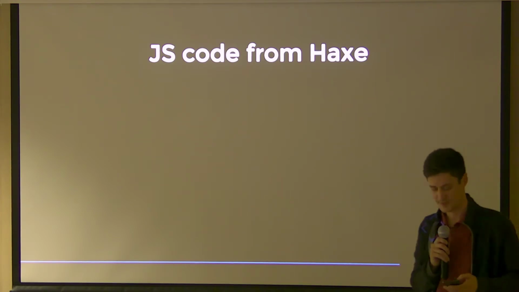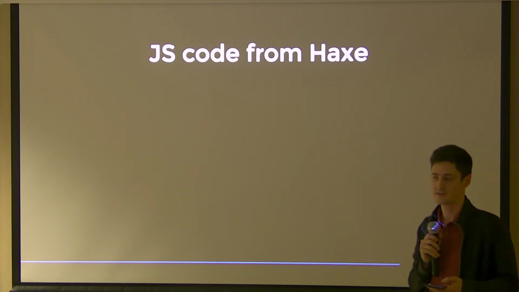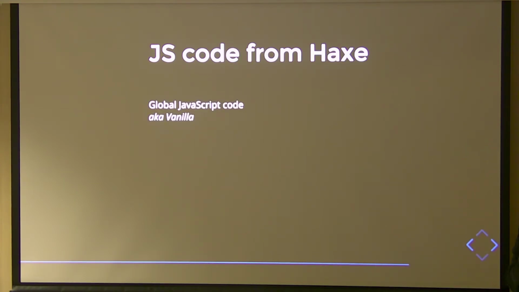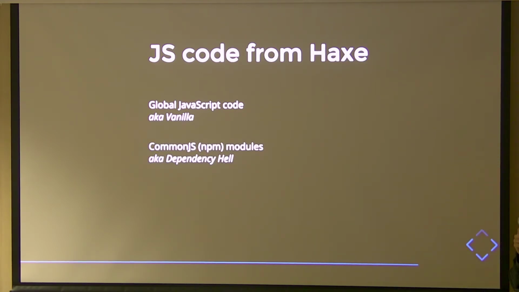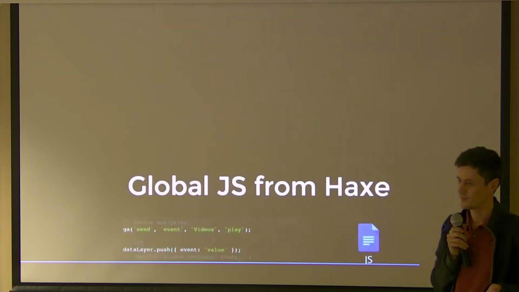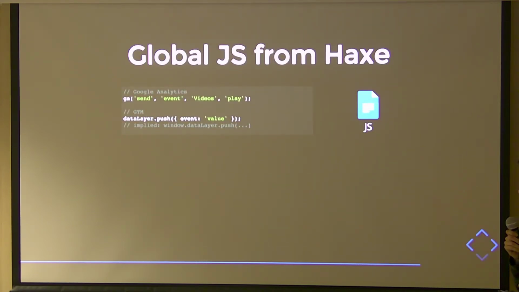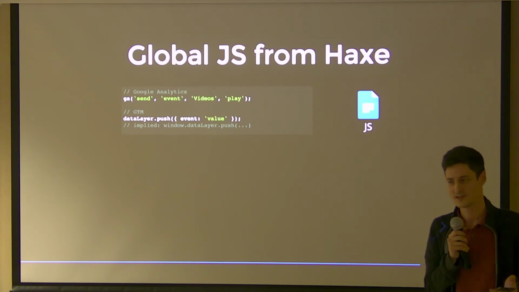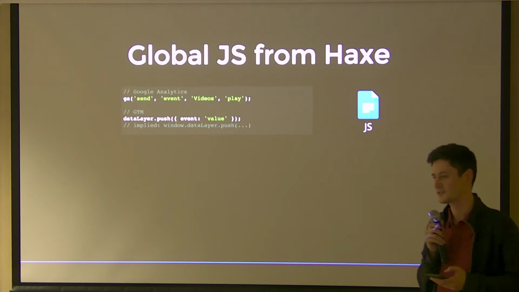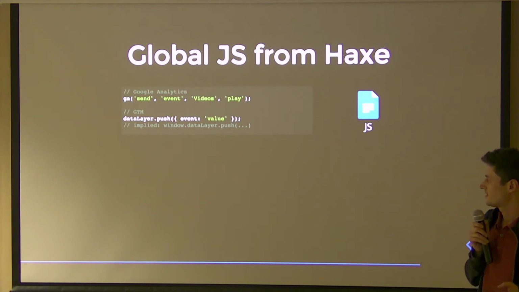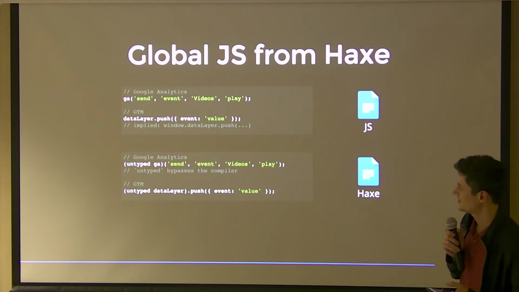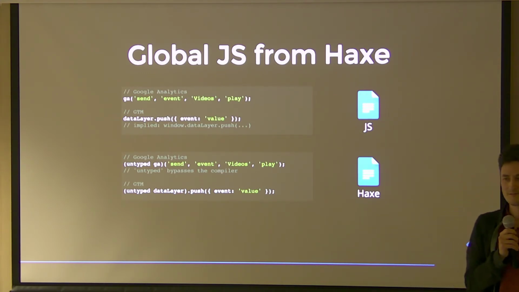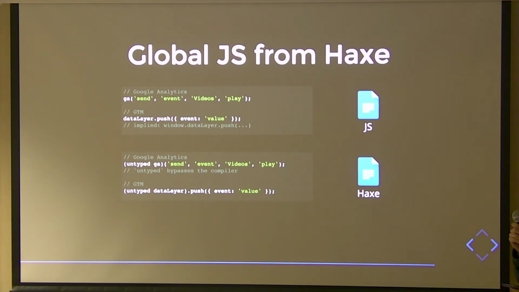So the next bit: how are we going to use JavaScript code from Haxe? Again, there are two cases. You may be consuming global JavaScript code, or you may be consuming NPM modules, because that's what you want to do. Both will work. If you have some very classic job, like using third-party analytics or third-party libraries, and you have to call global functions, you can just go untyped. Just untyped this token, and it will be generated as usual JavaScript, as you would have written in a simple JavaScript script.